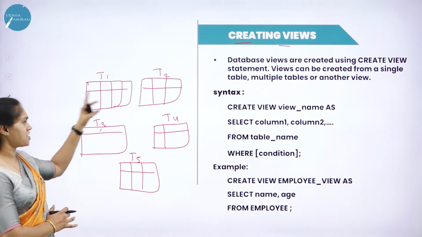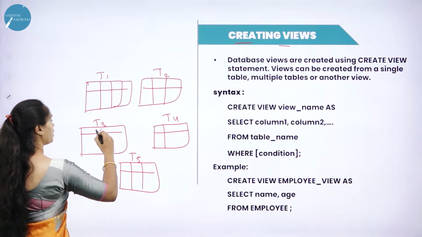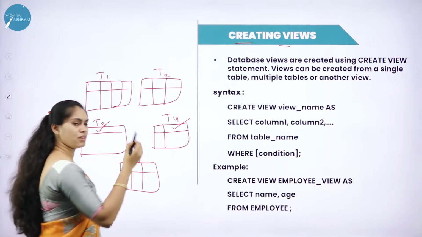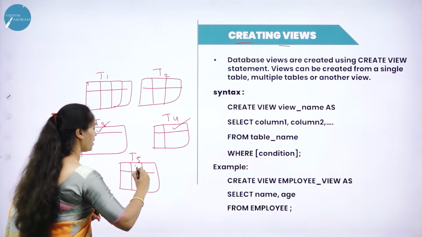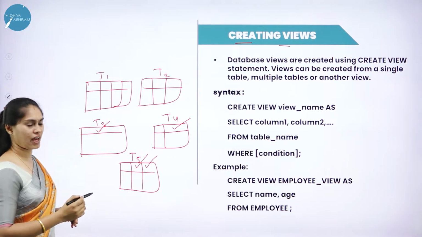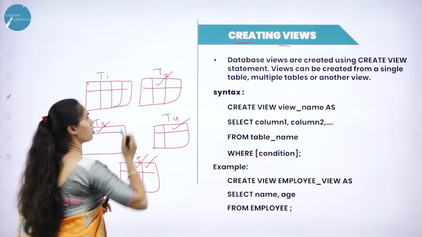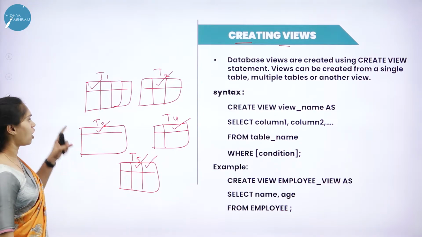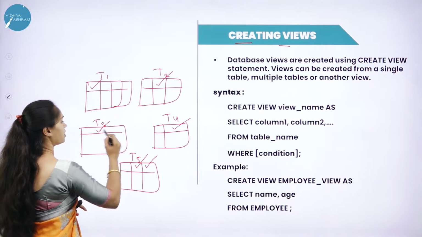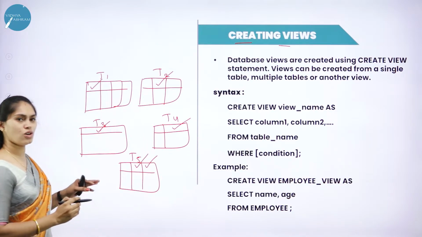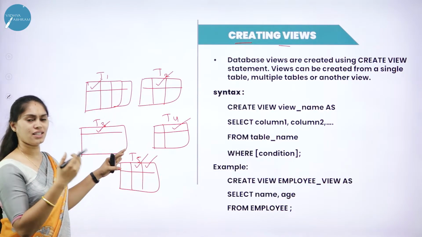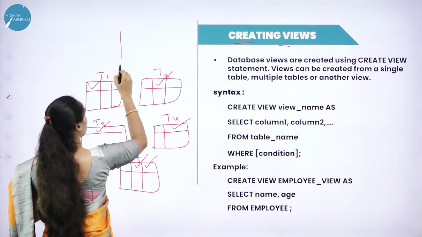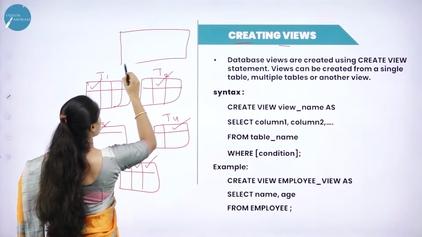At that time, I just wanted to pick this single column from T3 and I wanted to pick the second column from T4 and I wanted to pick these 2 from T5 and I wanted to pick the second column from T2 and I wanted to take the first column from T1. That means how many columns do I require? 1, 2, 3, 4, 5, 6. So instead of having all the columns separately, I am going to create one view. So I am going to create one view with 6 columns.